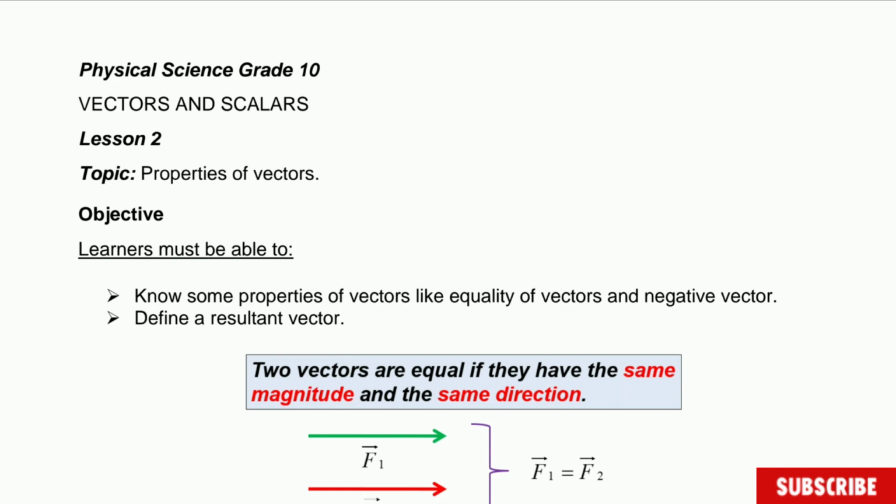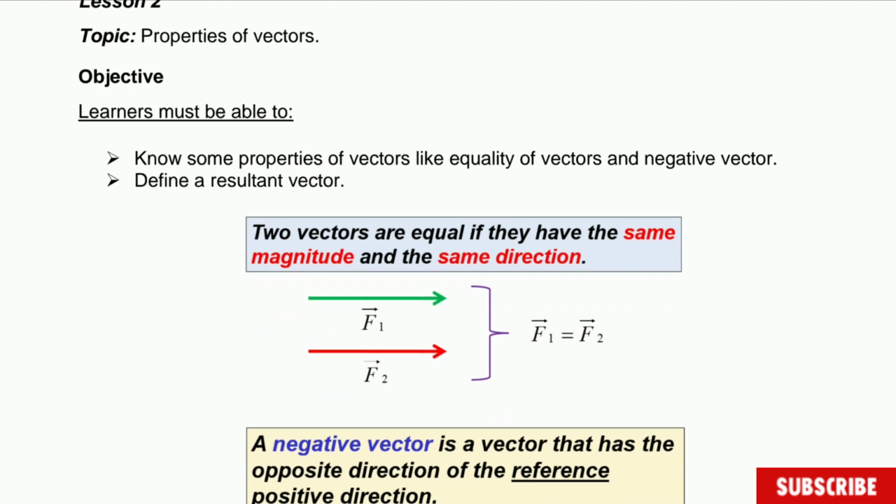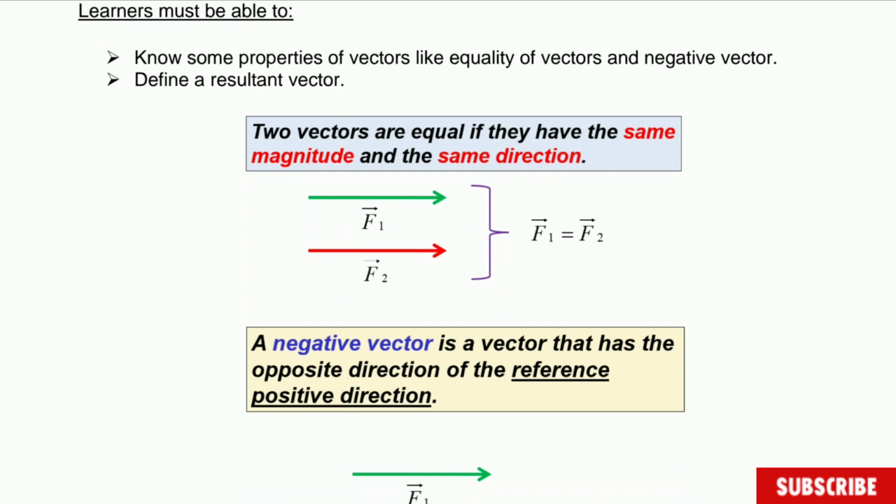At the end of this little video, you should know some properties of vectors. A very important one is equality of vectors and negative vector, and then we are going to be able to learn the resultant vector. So saying that, the first thing we are going to learn is about equality of vectors. Now, two vectors are equal if they have the same magnitude and the same direction.